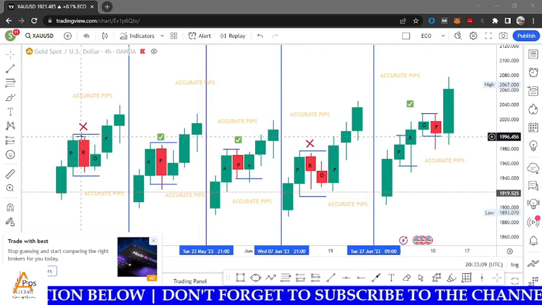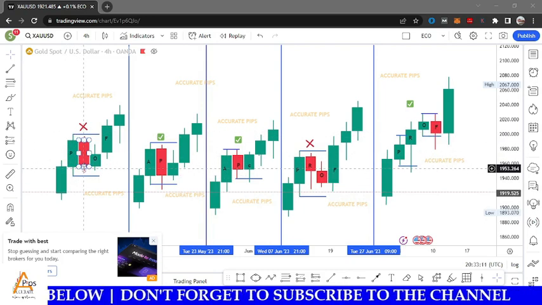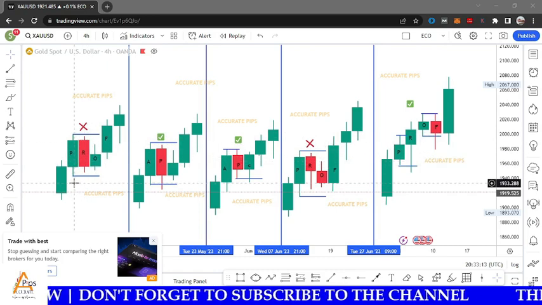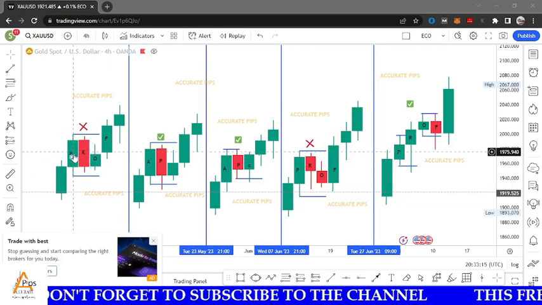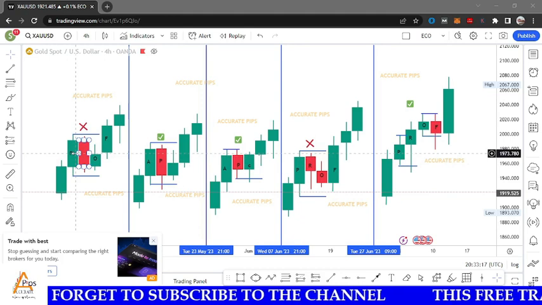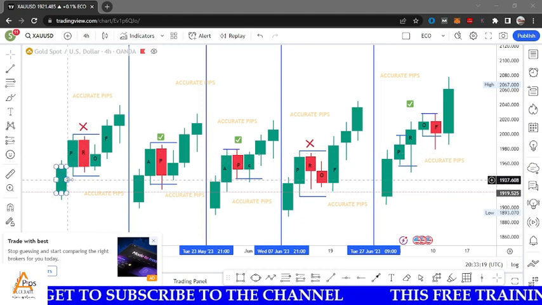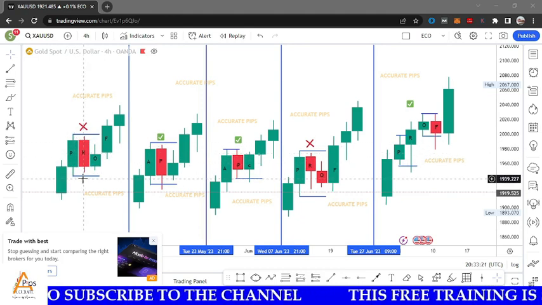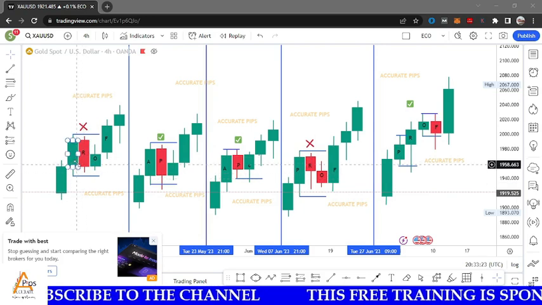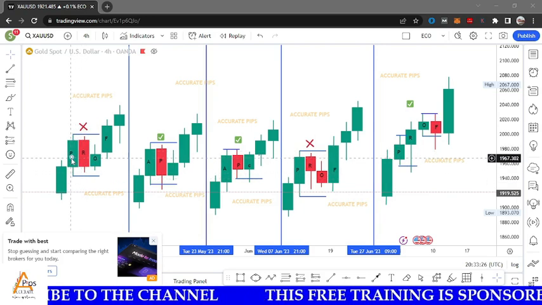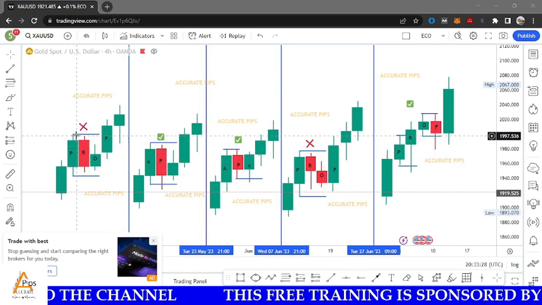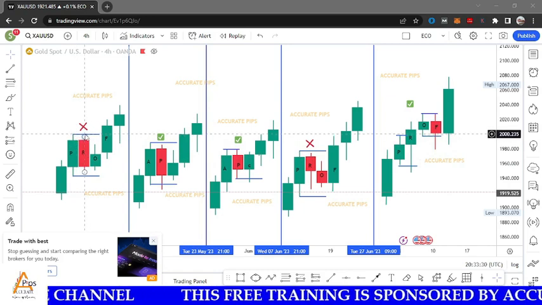Then after this guy moves up, we see this red candle forming, but look at what is happening. The low of this P candle has been protected. Why? The red candle couldn't take out the low of the P candle. So the red candle couldn't take out the low of the P candle and the high of the P candle.